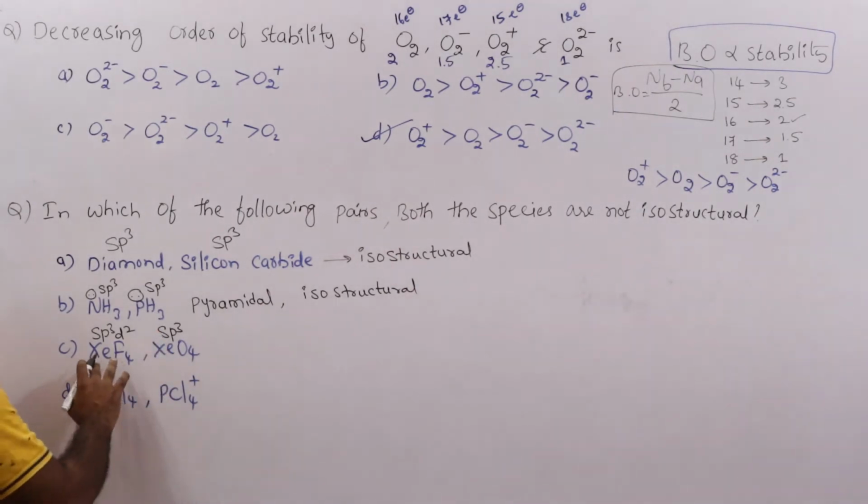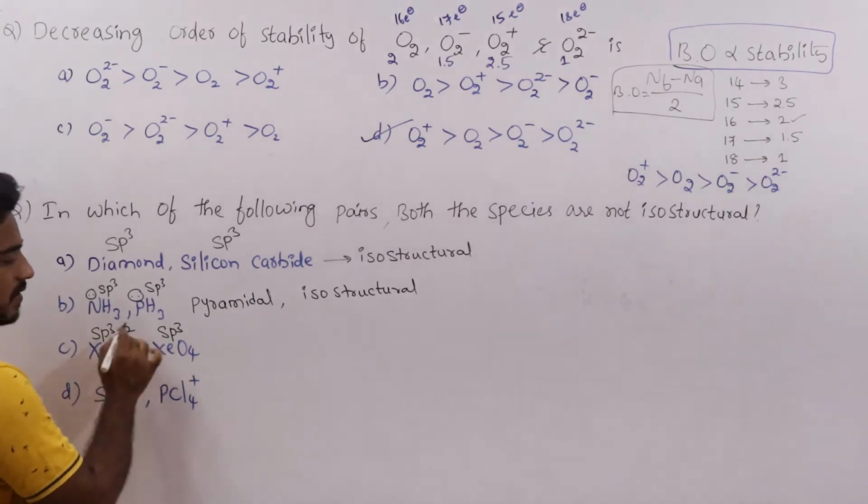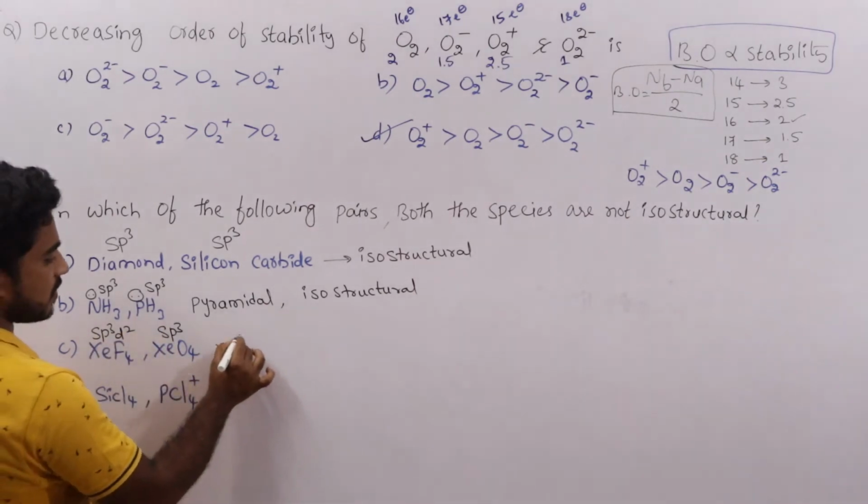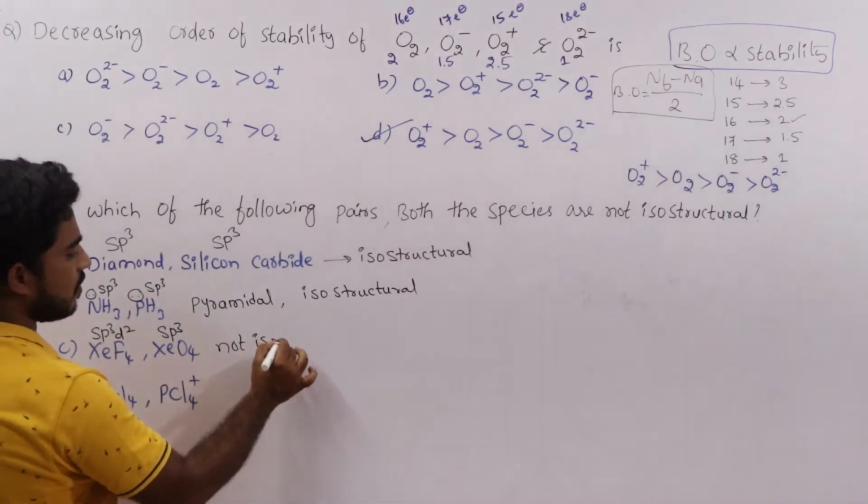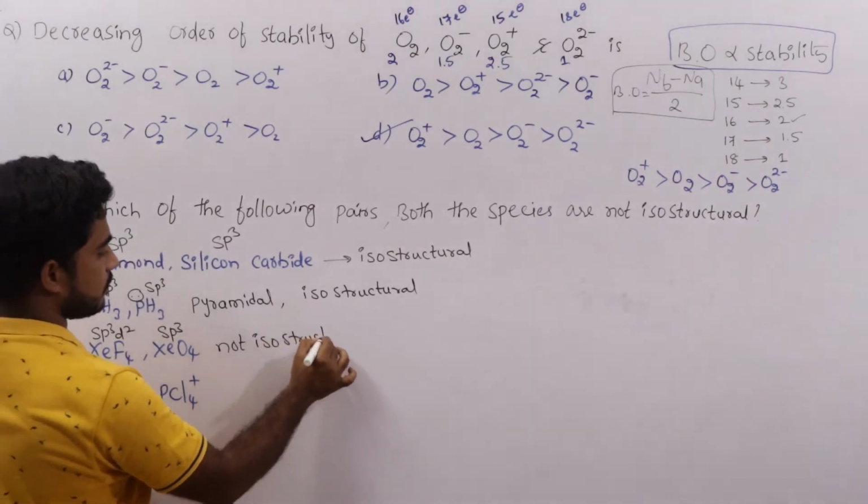That's why the hybridization is different. That's why they are not isostructural.